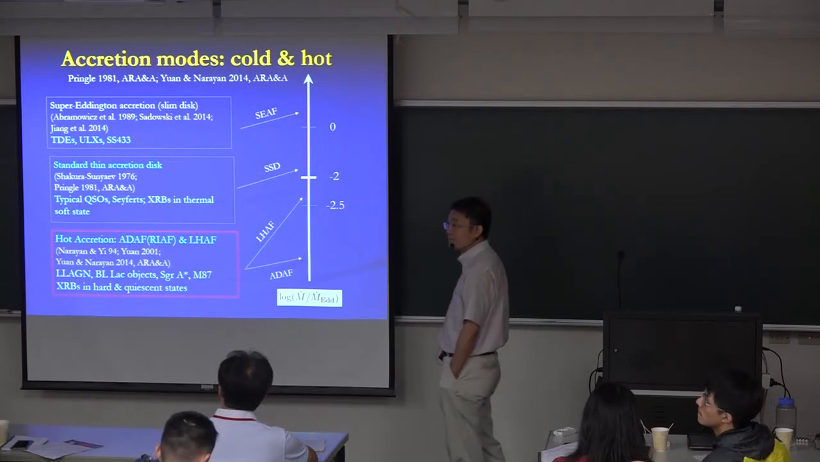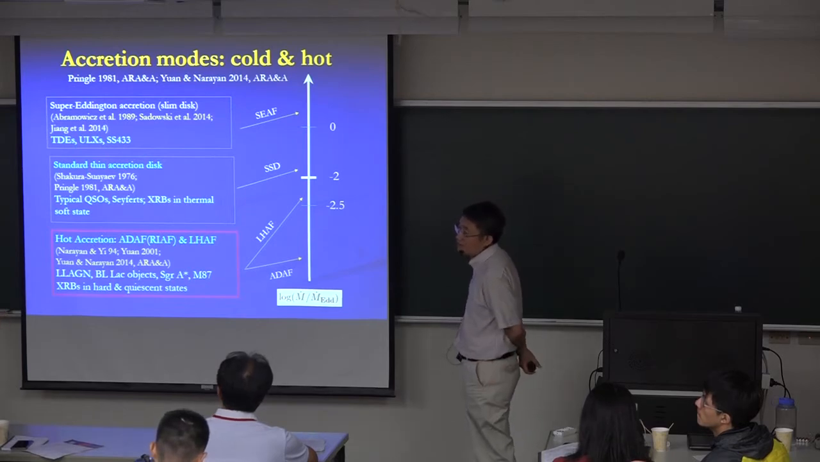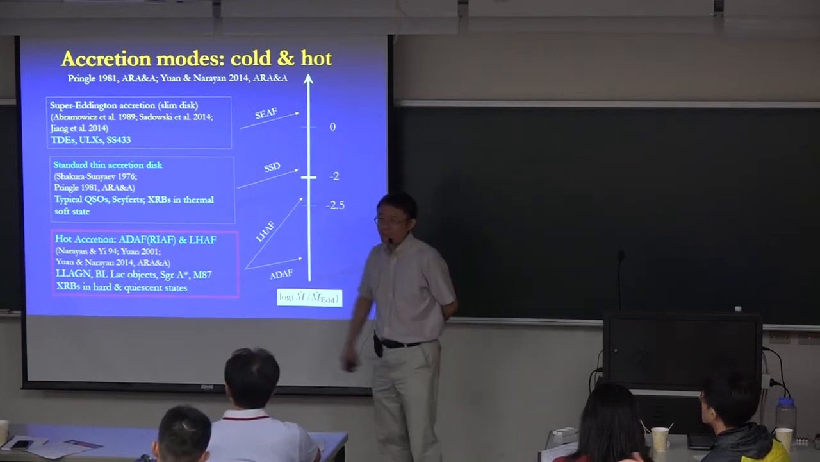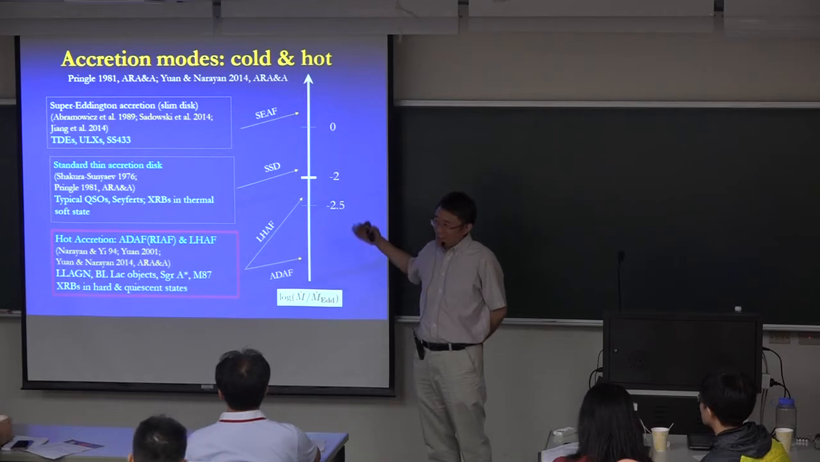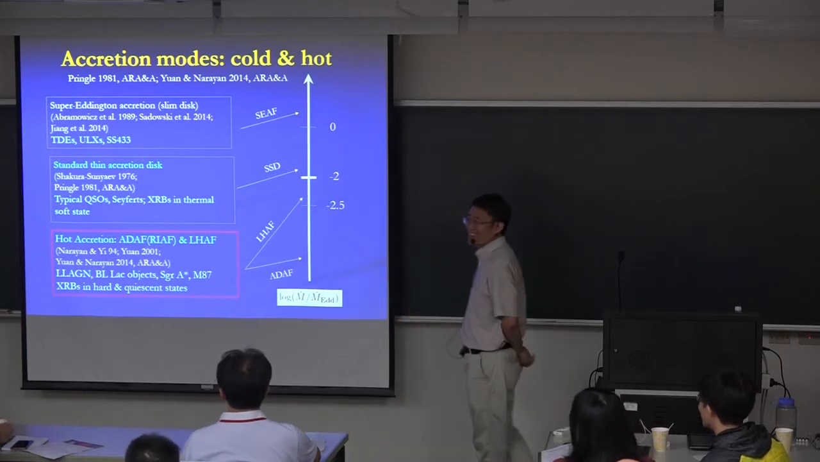I have a question. For these different accretion rates, does the same disk evolve and go through different stages, or is it specific to one disk at a certain stage? Okay, you asked me a question. I will talk about it later, but not on the next slide, on the next chapter.